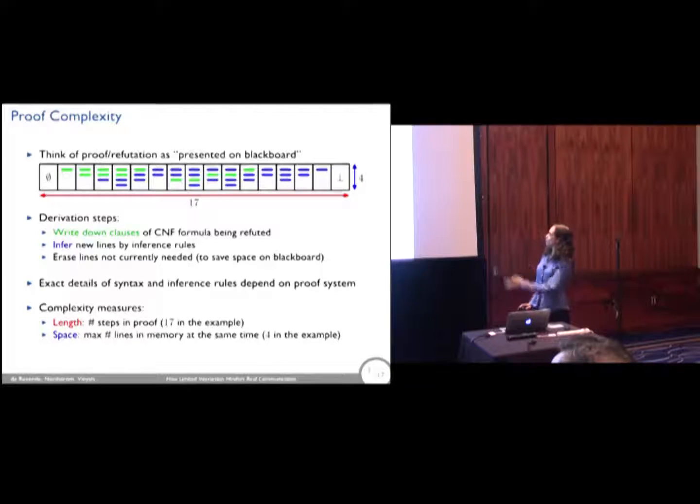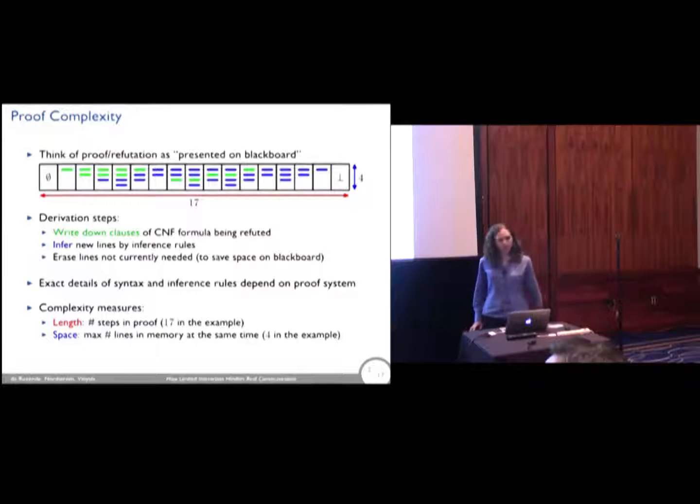But regardless of the proof system, there are two complexity measures we can define. We can define the length of the proof, which is the number of steps. And we can define the space of the proof, which is the maximum number of lines on the blackboard at any moment.